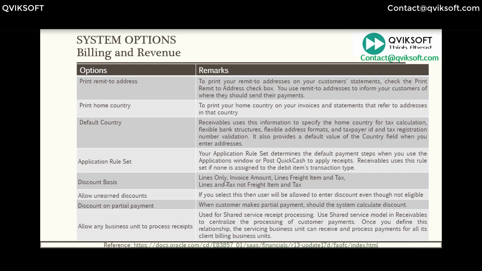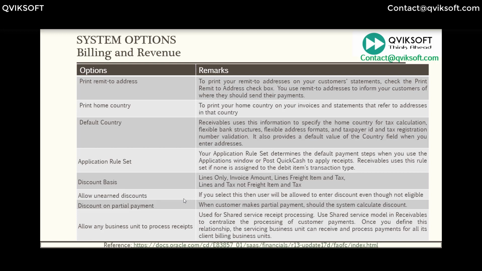So these are the various options which you can specify. The system decides, when there is a discount to be calculated, what my basis is, on what amount I should calculate discount. Then allow unearned discount. Now what is unearned discount? Basically what happens, let me give an example.